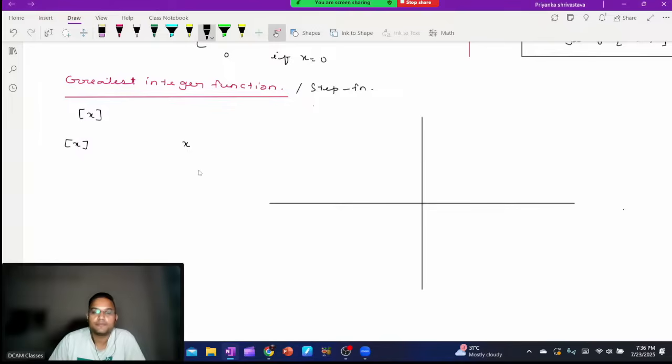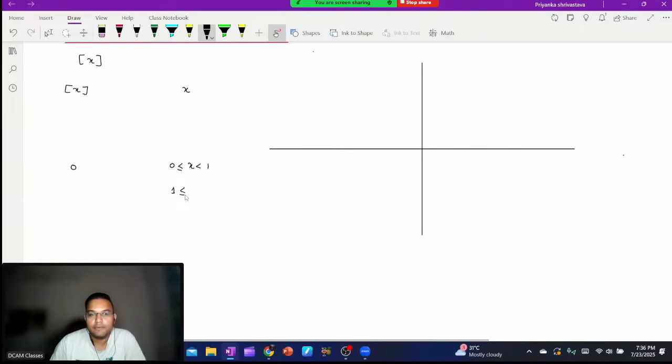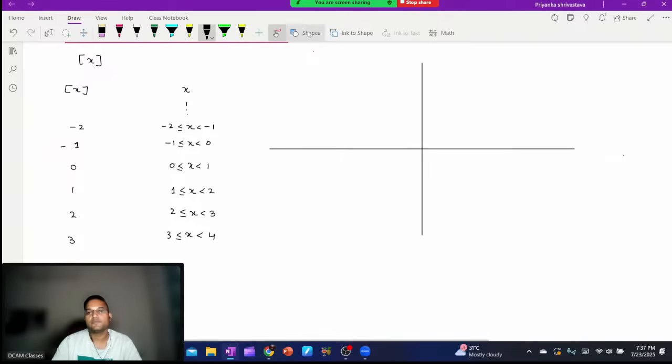This is the range of x. It means when x is lying between 0 and 1, the value of [x] is 0. Now, when x is lying between 1 and 2, the value of [x] is 1. 2 to 3, the value of [x] is 2. 3 to 4, 3. Now you have got the idea, I think. Now for minus 1 less than or equal to x less than 0, the value is minus 1. For minus 2 less than or equal to x less than minus 1, the value will be minus 2, and so on. This is how the step function is defined.